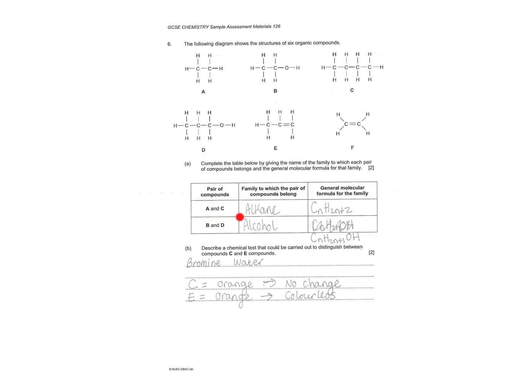Pair of compounds. A and C are alkanes because they haven't got a double bond. B and D are alcohols, okay, because they've got the OH coming off them. General formula then, so CnH2n plus 2, CnH2n plus 1 plus OH.